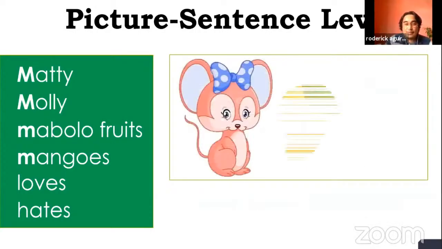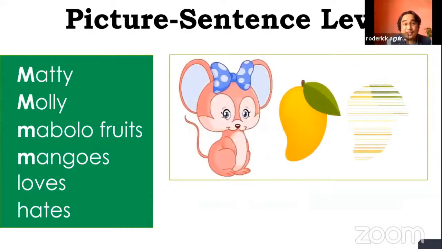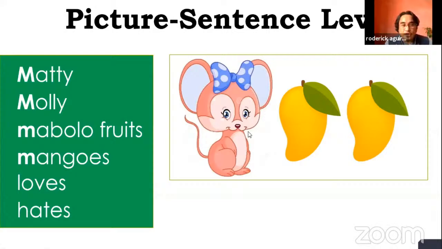Okay, kids, tingnan po natin yung first picture natin. It's a what? It's a mouse. Is it a male or female mouse? Oh, sir, kasi meron po siyang ribbon sa taas. Usually, babae lang po. So, babae po siya. Okay, let's look at the word box. Mary, Molly, bowl of fruits, mangoes, loves, hates.